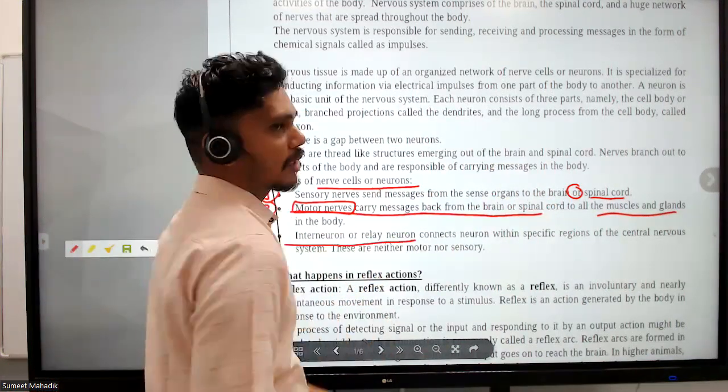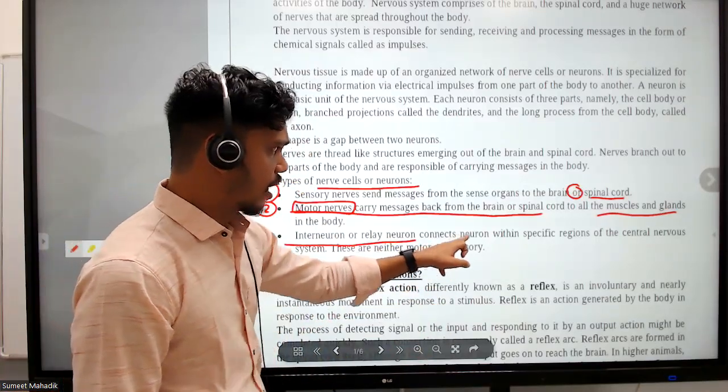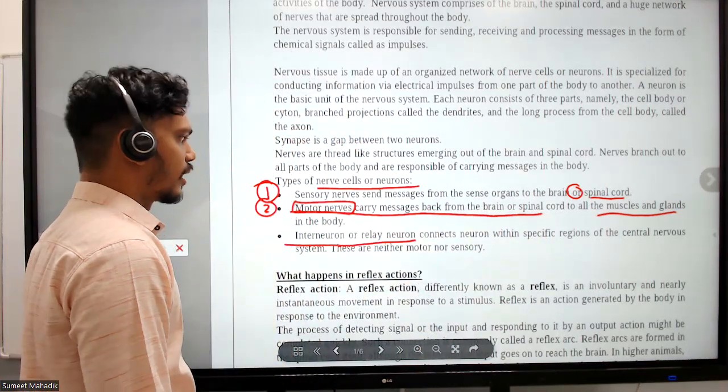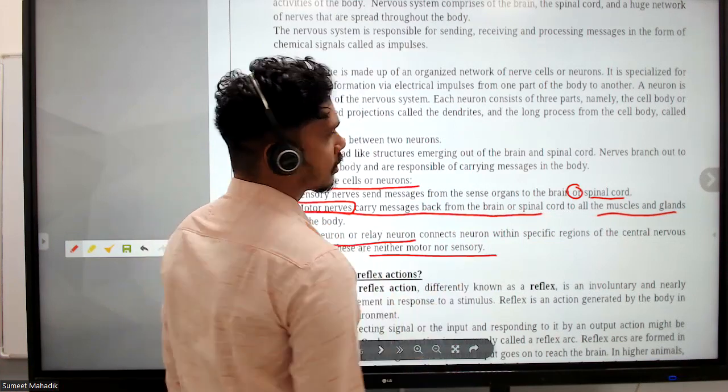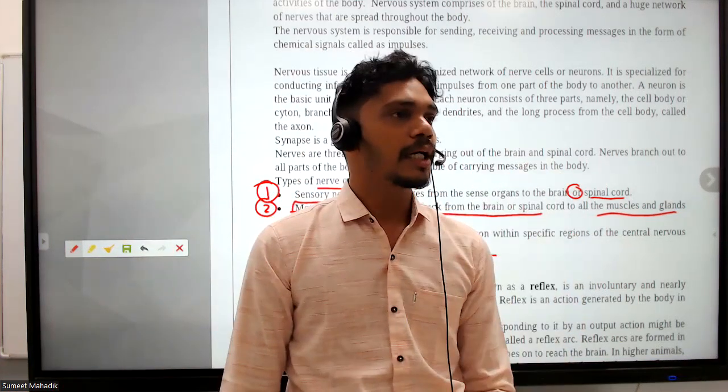Interneurons, or relay neurons. Something in between sensory and motor is called a relay neuron, within a specific region of the central nervous system. These are neither motor nor sensory. What is the function of this? It just transmits the information.